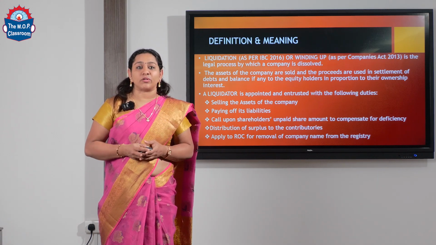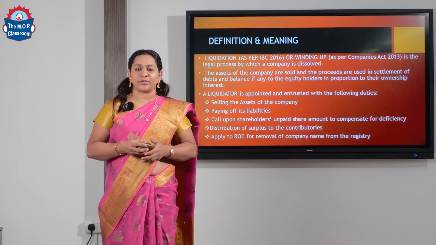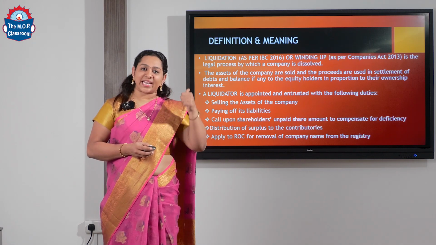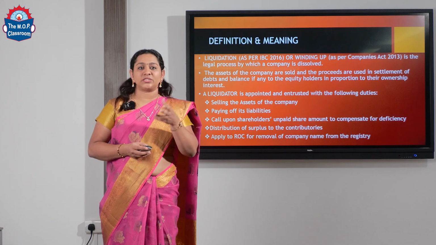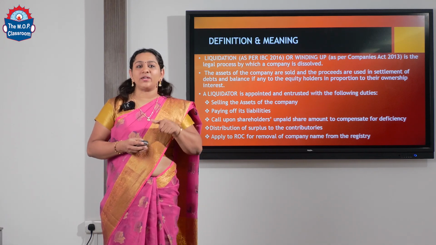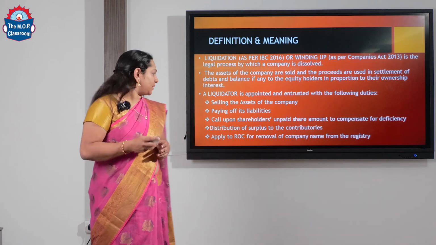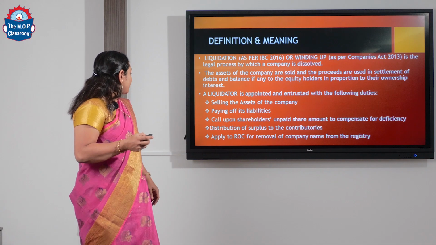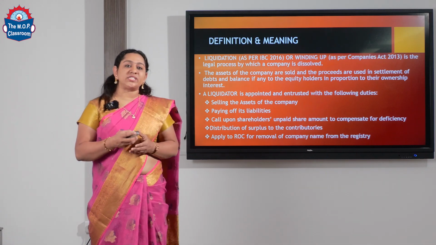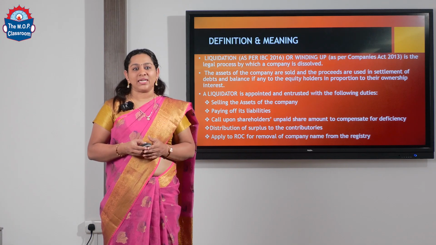So, in this case, what do we do? The shareholders have limited liability towards the company. So, in case of a deficiency, the shareholders will be called up to pay a certain amount, that is their uncalled capital, to raise further funds for settlement of liabilities. And lastly, they have to apply to the registrar of companies to remove the company's name from the register.